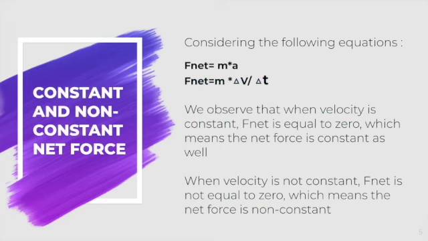In addition to this, if you consider the following equations shown on the screen, we can observe that when velocity is constant, F net is equal to 0, which means that the net force is constant as well. When velocity is not constant, F net is not equal to 0, which means the net force is non-constant. We will see this come into play in our lab.